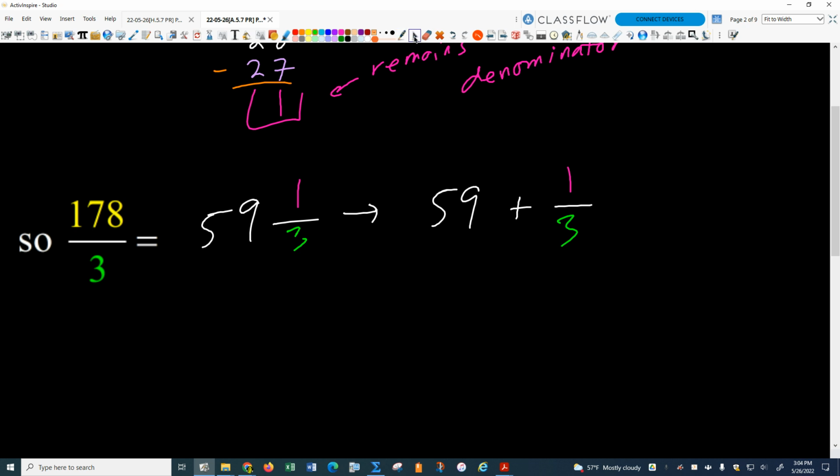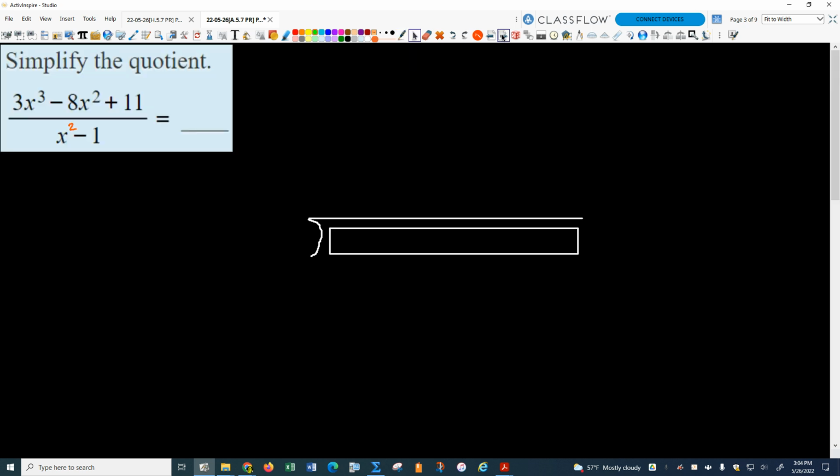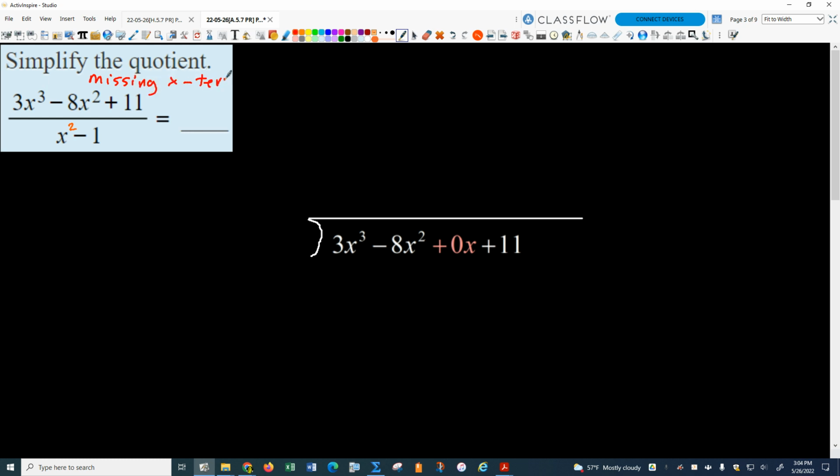Okay, so we're going to do that same process with polynomials. Just like we did with numbers, whatever's in the numerator goes inside the division bracket, but notice something. We included this extra term because we have to have a column for each power of x, right? So in this case, notice that we had a missing x term.